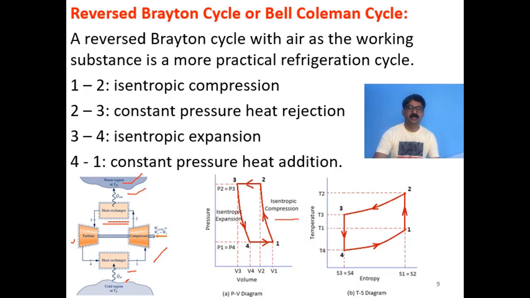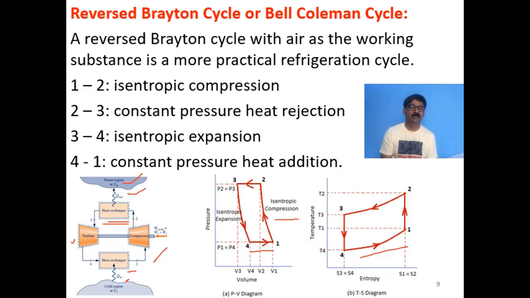Then 3 to 4 is the isentropic expansion, and 4 to 1 is the heat absorbed in the heat exchanger where it is connected to the cold space. Now similarly you can see the TS diagram, right? So 1 to 2 is the isentropic compression, 2 to 3 is the heat rejection at high temperature, 3 to 4 is the expansion, and 4 to 1 is the heat absorption at low temperature.